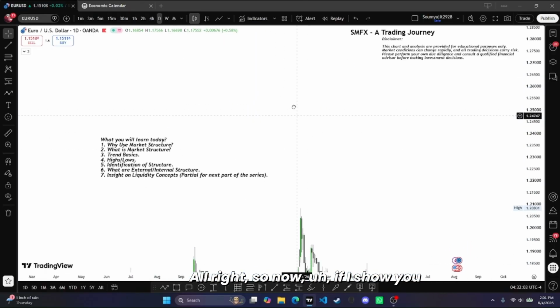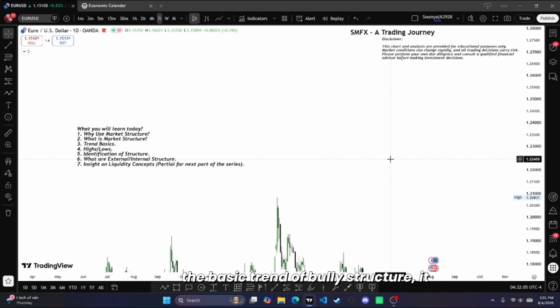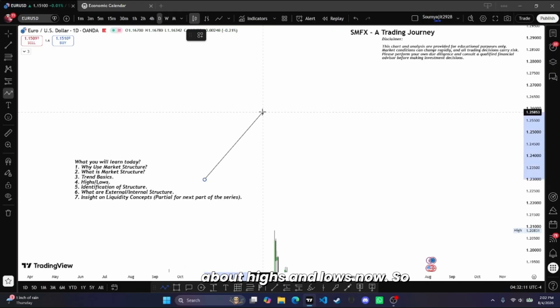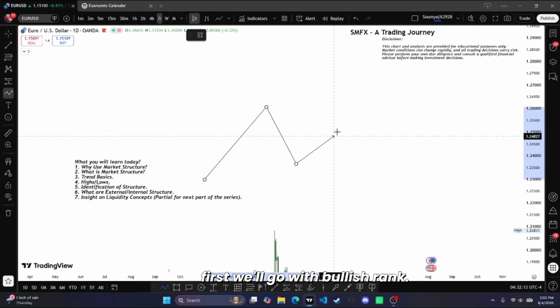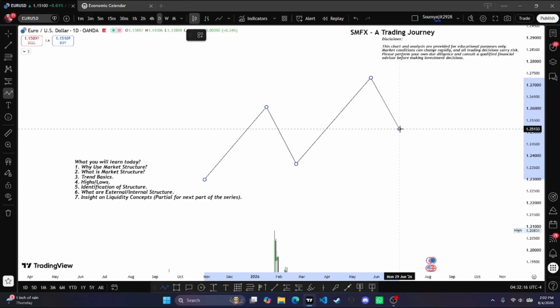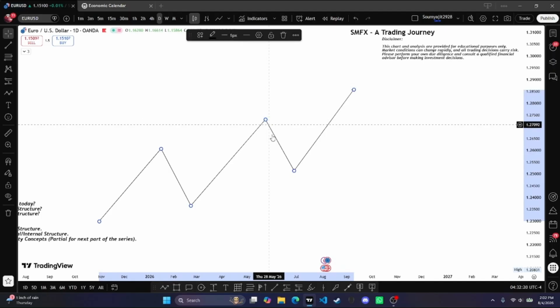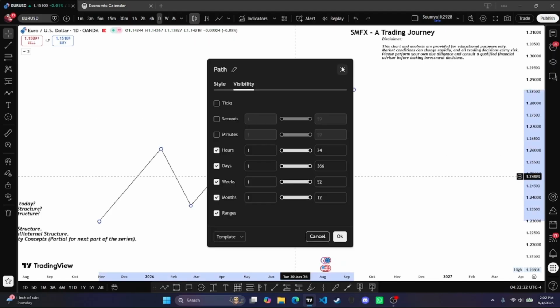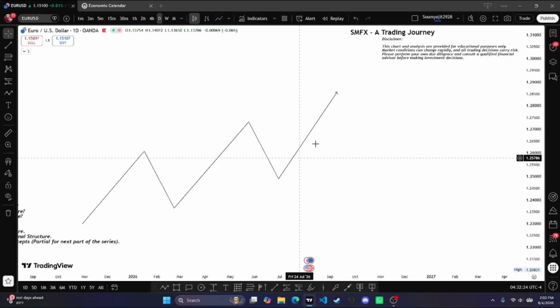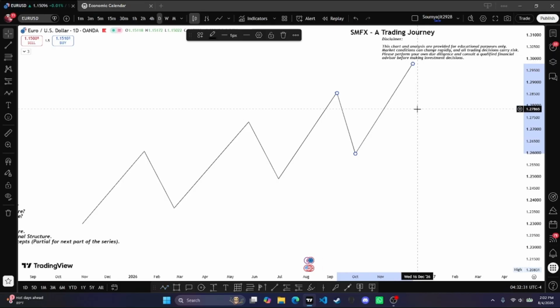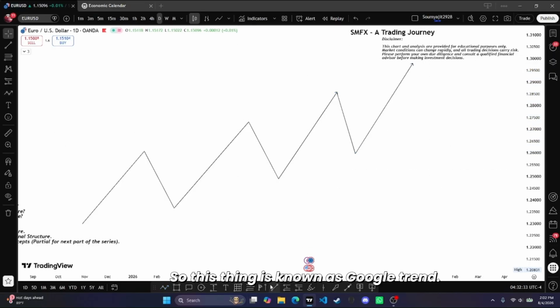Alright. So now, if I show you the basic trend of bullish structure, it will be like this, or we will simply learn about highs and lows now. So first we'll go with bullish trend. So this thing is known as bullish trend.